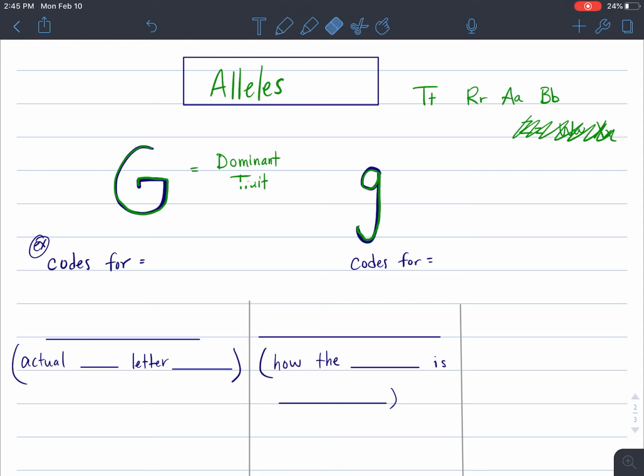Or instead of trait, since it's not really the full trait, it's only one allele, this is the dominant allele. And the lowercase letter is referred to as the recessive allele. The reason that the capital is called the dominant allele is because the dominant allele will overpower the recessive allele if they're together. So let's say that the dominant allele, the capital letter, is going to code for black fur. And in this example, the lowercase allele, the recessive allele, is going to code for white fur.